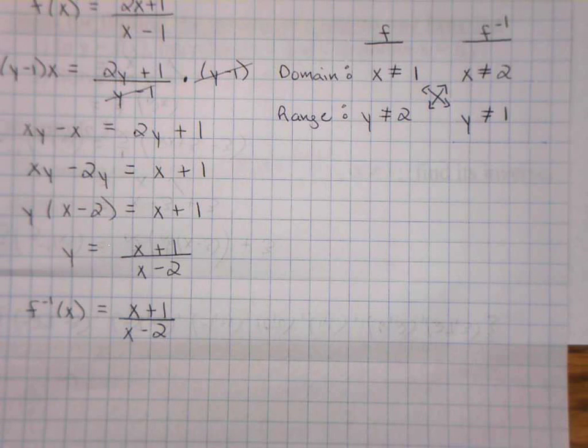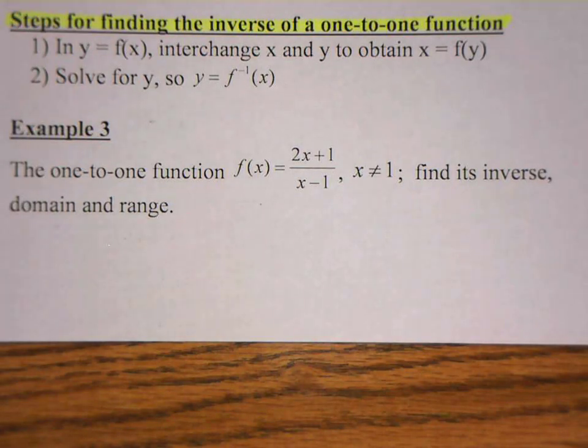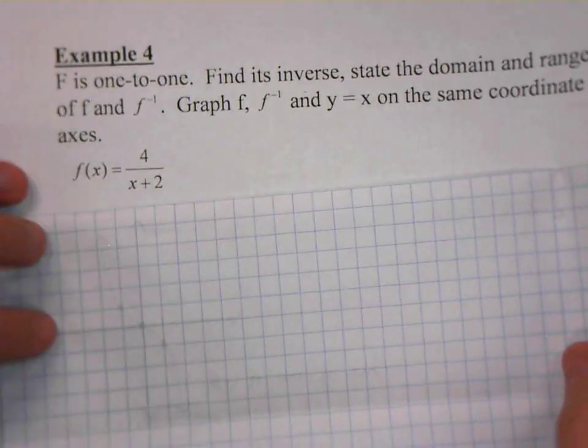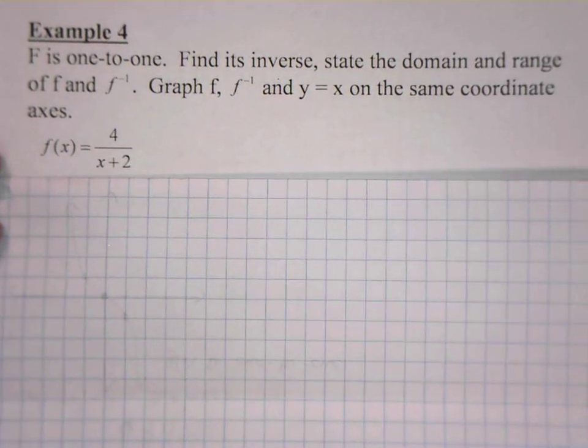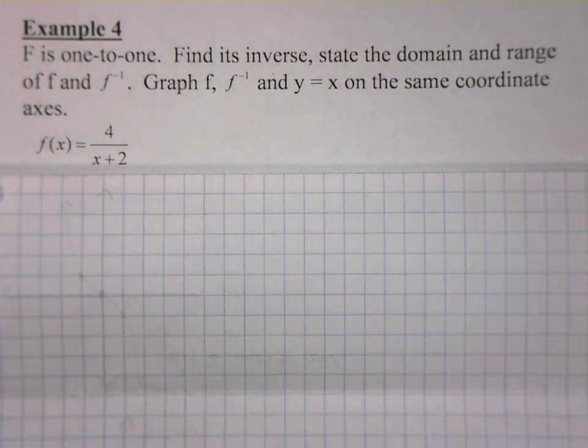Okay, and then our last example is to actually graph on top of what we just did. So finding the inverse, but also practicing the graph. All right, so last example, example 4. We're told that f is 1 to 1. We're asked to find its inverse, state the domain and range of f and its inverse, and then to graph f and its inverse, and y equals x on the same coordinate axes. So the graph's going to look maybe a little bit overwhelming. Let's start with the function.